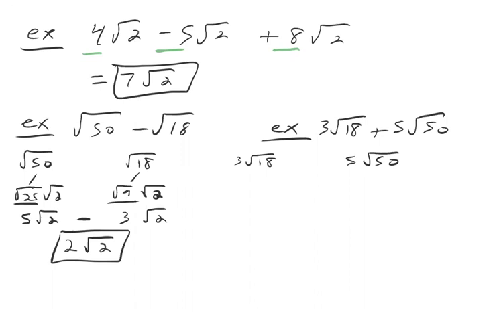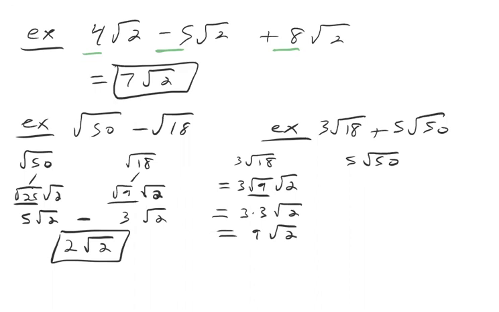Okay, this is 3 square root of 18, which is square root of 9 times square root of 2. I can take the square root of 9, which is 3. So this is 3 times square root of 2, because the square root of 9 is 3. So this is 9 root 2.